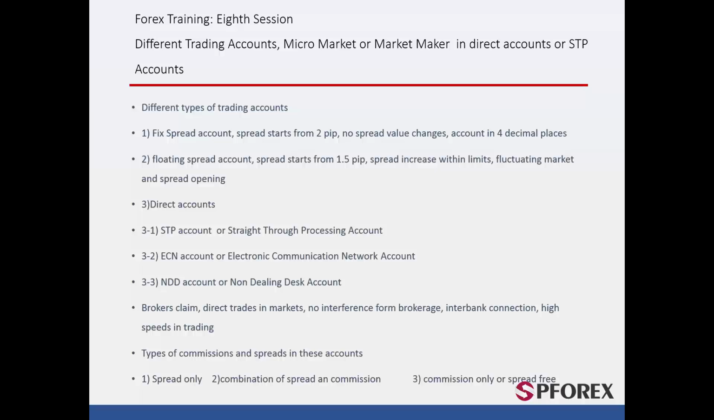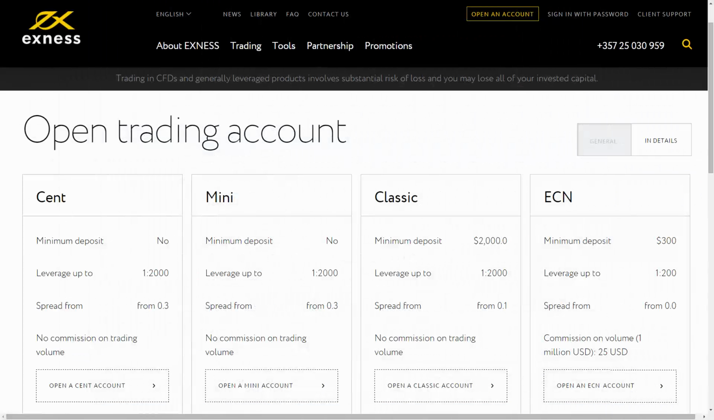Types of commission and spread. What you must know about these accounts is that some brokers only collect the spread. Others collect a mix of spread and commission, while some only collect commission. Now, if we look at some websites here, for instance, in XNES, you can see what the initial amounts are in standard, cent and mini accounts, and it shows 0 for ECN accounts that usually deal with broker's commission.